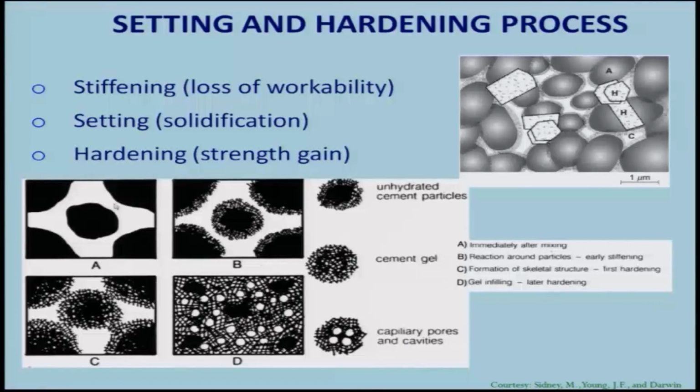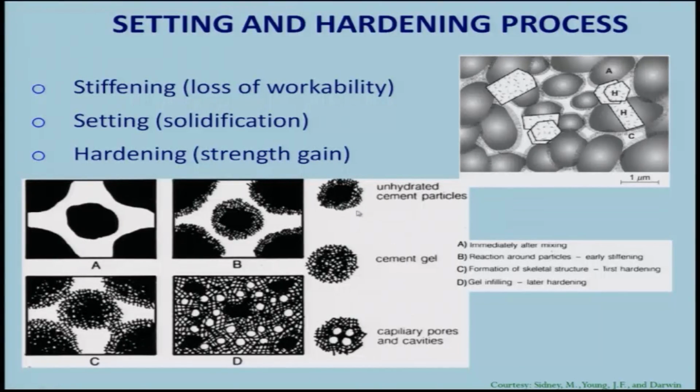And what you see in this figure is basically the water, which is shown as white region, and the cement grains is shown as black region, and A, B, C, D are the different stages. A is immediately after mixing, B is reaction around particles, which is called as early stiffening, C is formation of skeletal structure, explained as first hardening, and finally D is gel infilling or later hardening.